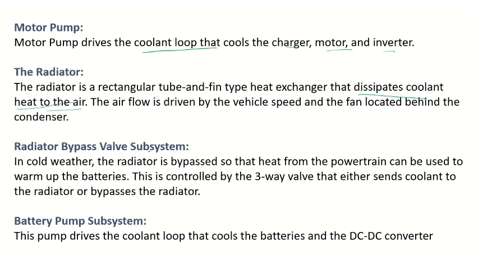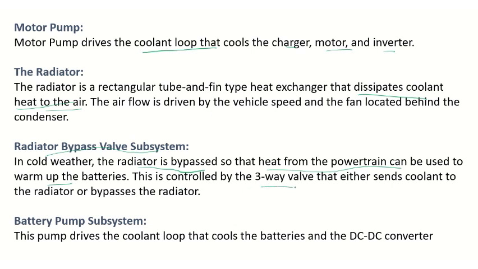And the radiator bypass valve subsystem. In cold weather, what is the functioning of the radiator? In cold weather, the radiator will not function, so it is bypassed so that the heat from the power train can be used to warm up the batteries. In the cold weather, we have to warm up the batteries. The power train is producing enough heat for the battery, and under hot weather conditions, the radiator has to be enabled.